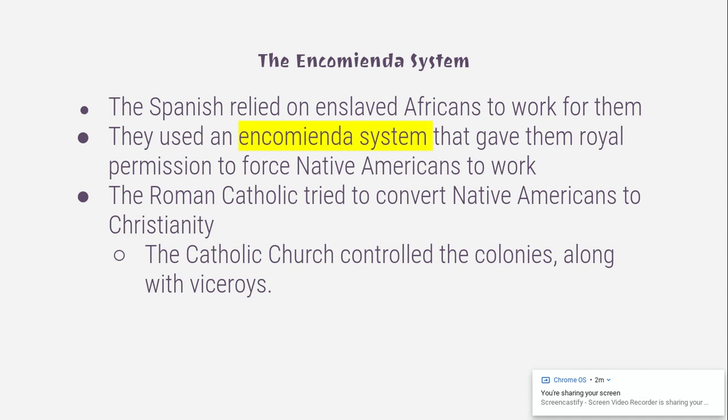The Catholic Church controlled Spain's colonies, along with viceroys, who were in charge of viceroyalities. The clergy acted as a local government. They forced Native Americans to follow Spanish ways and beliefs, though sometimes they allowed for a blending of Native American and Spanish culture. A viceroy is a person who rules a section of land called a viceroyalty in the name of a king or a queen.